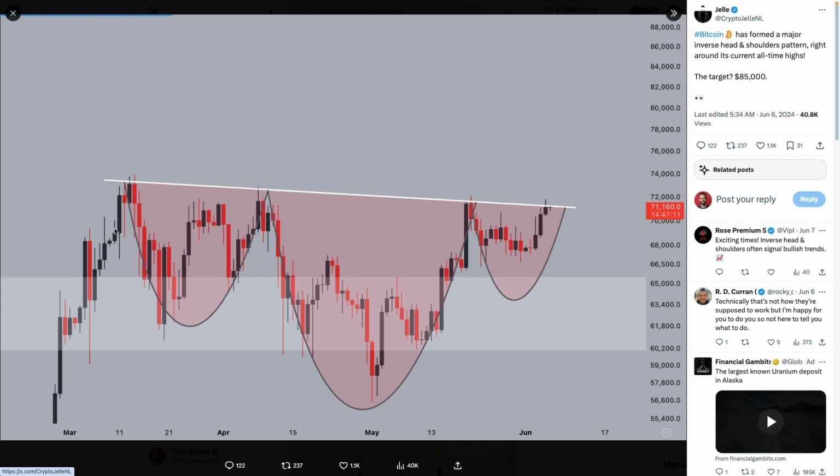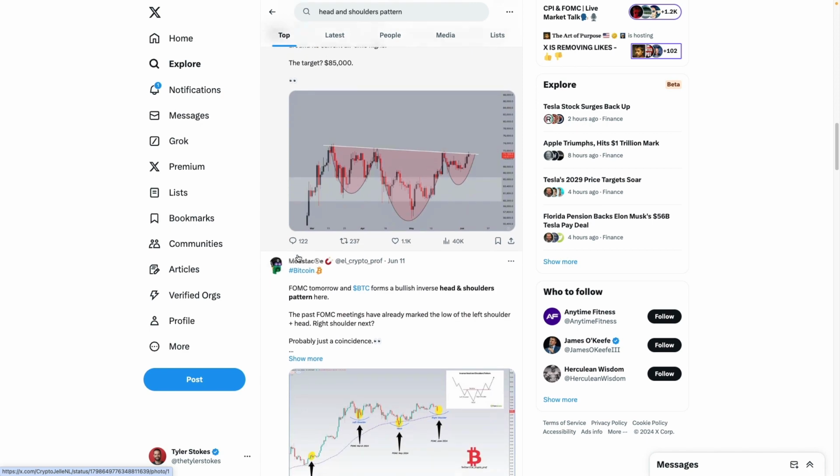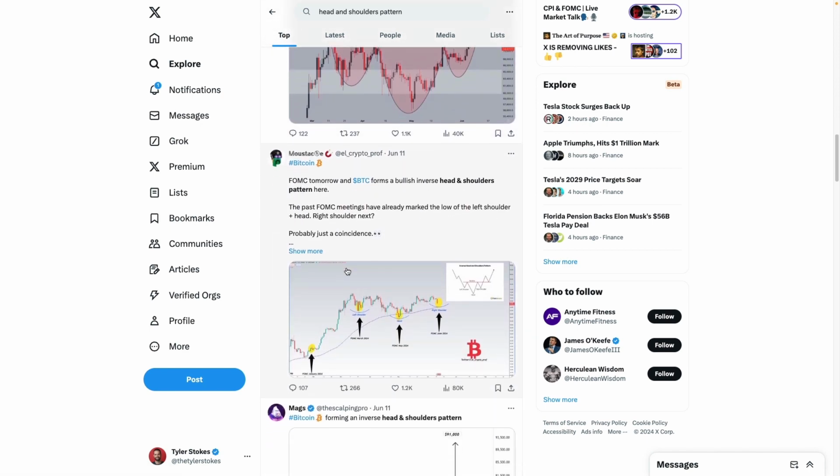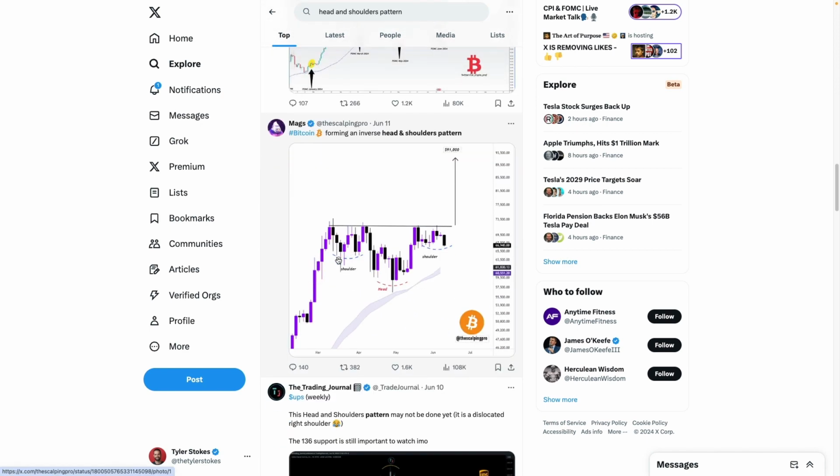Okay, this is Bitcoin again. So we've got the shoulder forming here, and then we've got the head lower, and then we've got the second shoulder. And again, you're expecting the price to move up and to the right. So the X app is a good place to view some of these.